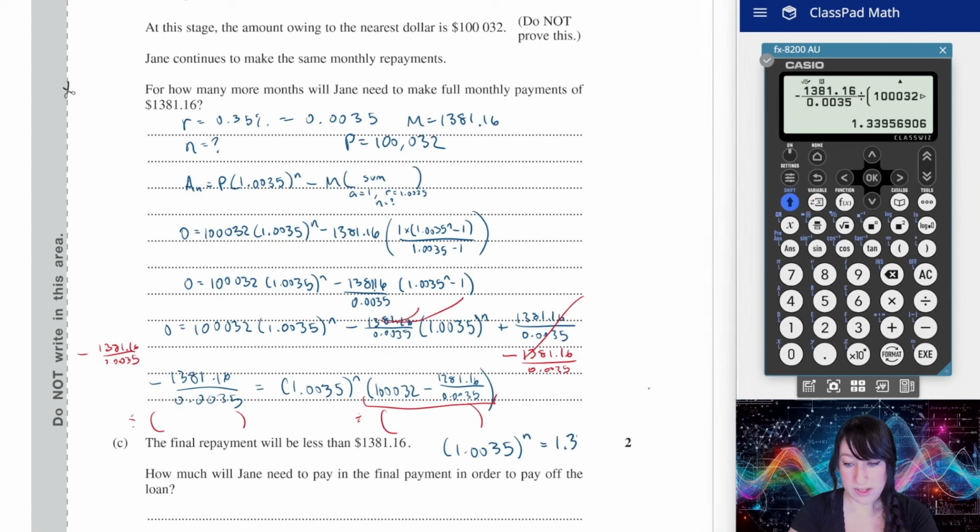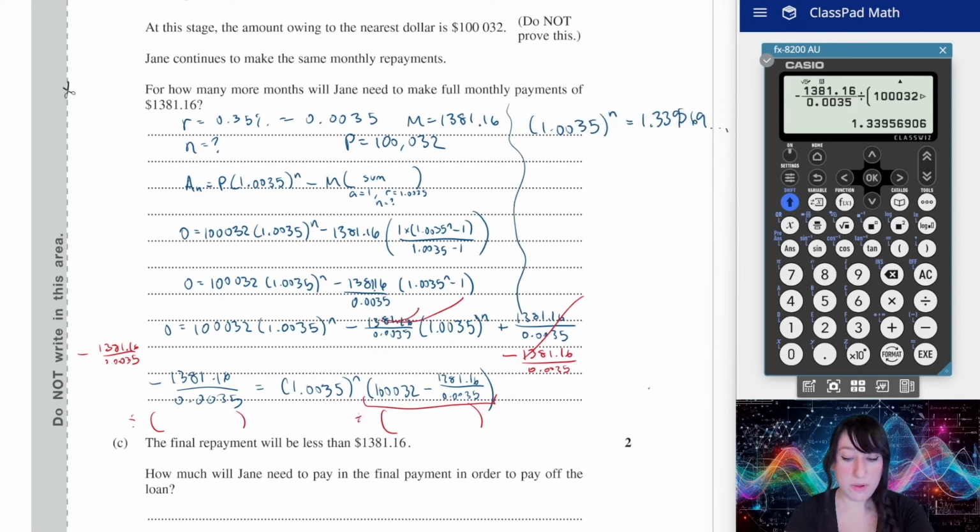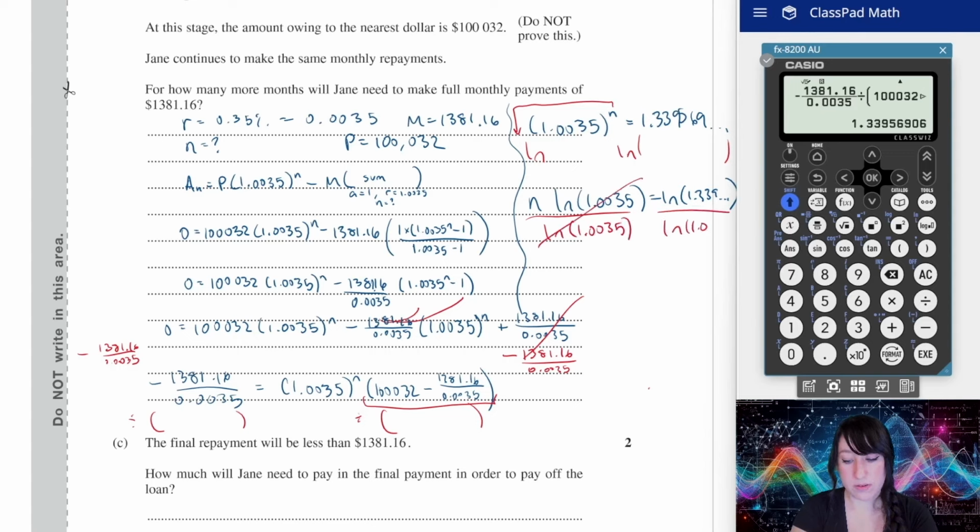So we'll get 1.339569, some digits. We'll keep that in the calculator so we can use it in the next step. Let's bring that up here for a moment. So now what we'll do is we'll take a log of both sides, ln perhaps. We use a log, or we can put N in front of the log. And then we'd solve by dividing by ln of 1.0035. So on the calculator, I want to take ln of the answer divided by ln of 1.0035.